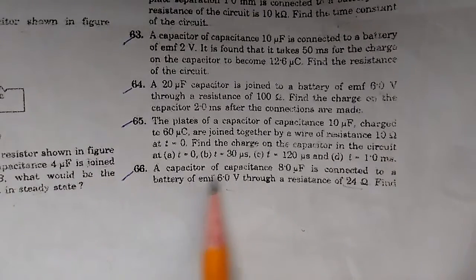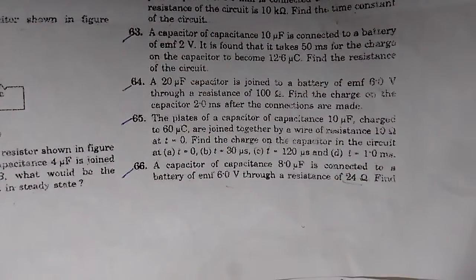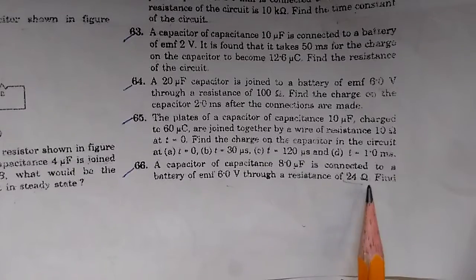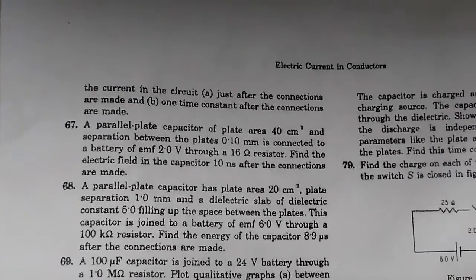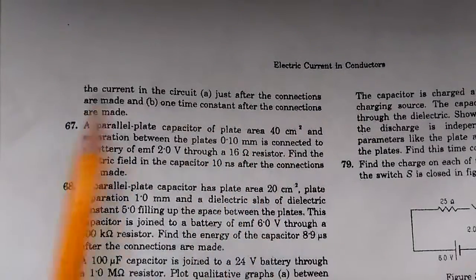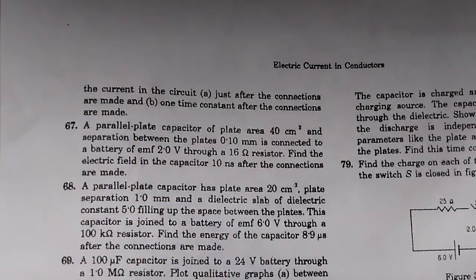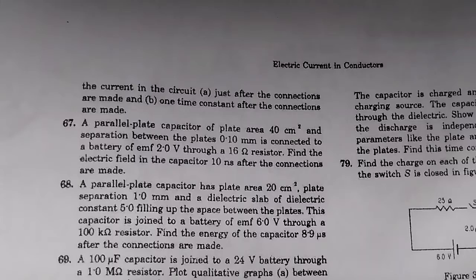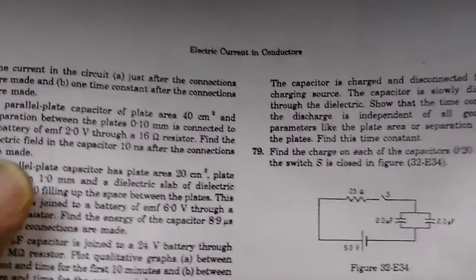Problem 66: we are given a capacitor of 8 microfarad connected to a battery of 6 volt through a resistor of 24 ohm. Find the current in the circuit just after the connections are made and one time constant after the connections are made. We need to understand what the time constant is here.